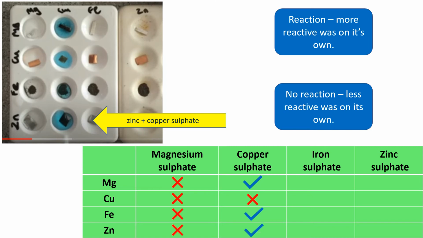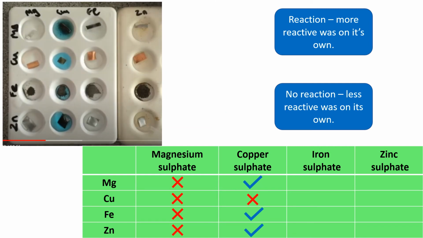There would be some bubbles. Yes, there's a reaction. Now you can imagine this is why we do this as a practical rather than as a teacher demo or watching a video. Okay, so the next lot then, we've got magnesium plus iron sulfate. There are some bubbles there, lovely.